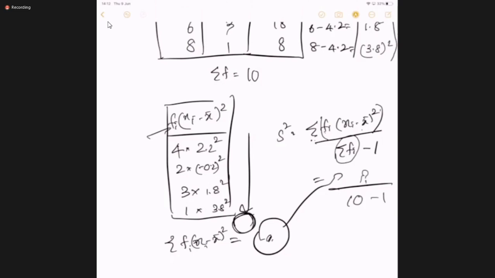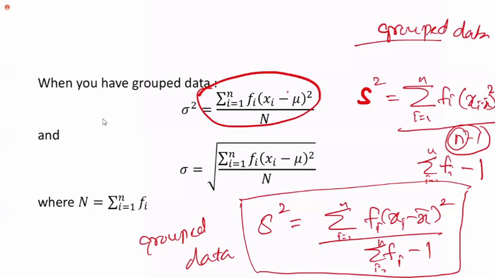Then you can easily find the variance, the sample variance. If you want to find the sample standard deviation, you need to get the square root of the value you get here. Is that clear, guys? Is that clear?